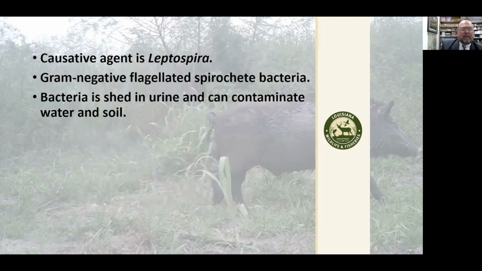Leptospirosis. This is another bacterial infection. This is caused by a spirochete bacteria. This thing looks like a little barber pole and twists through. When you're looking at it in the microscope, it twists around like a screw going through wood. So this bacteria typically colonizes kidneys and is shed in the urine, and as such, it can contaminate water and soil.